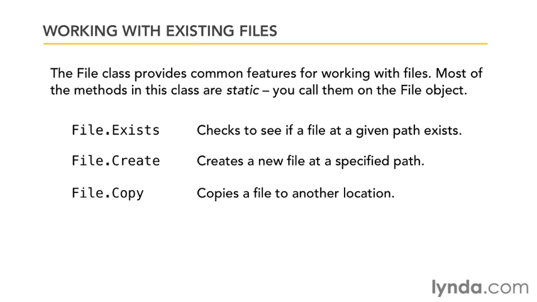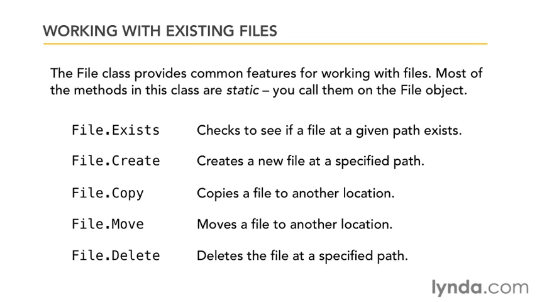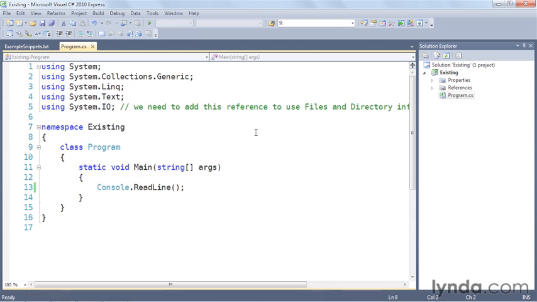There's File.Copy, which copies a file to another location. There's a Move function, which, as the name indicates, moves a file. And there's a Delete function, which deletes a file at a specified path. So let's jump over to the code and exercise some of these functions and see how they work.